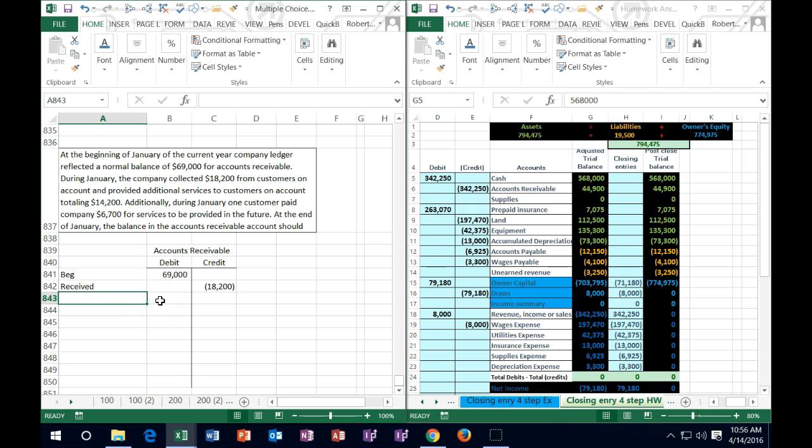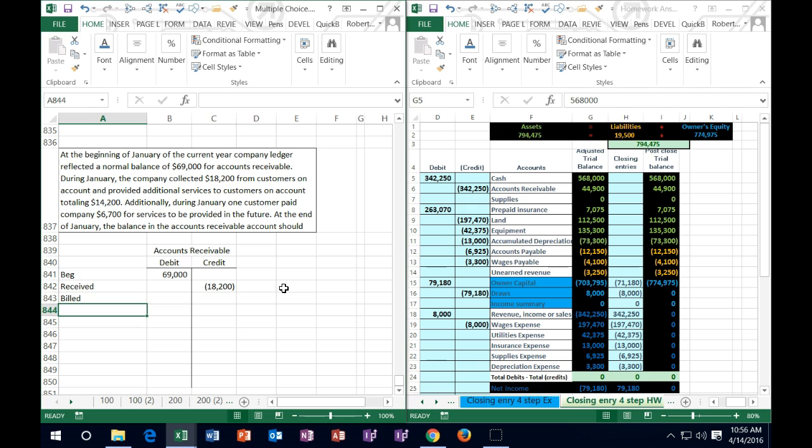Provided additional services to customers on account. And remember, whenever you hear on account in terms of a problem, it means either accounts receivable or accounts payable. Of course, in this problem, we're talking about accounts receivable. So we did work on account, meaning we did work, we billed them, we sent out the invoice, we haven't got any money yet. So we billed the client, basically, is what happened.